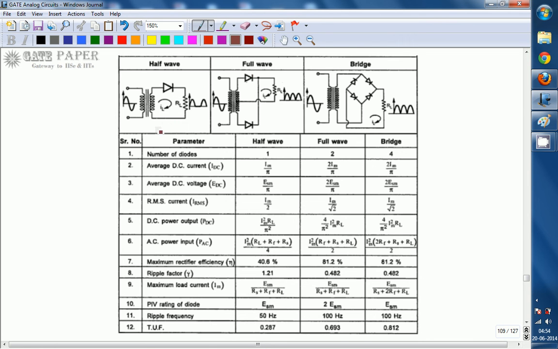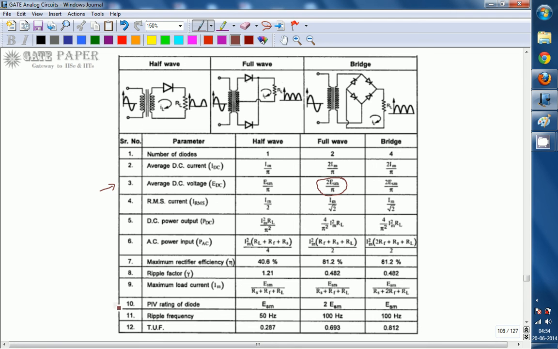Next, these are the parameters we are going to compare for all three. Here we are interested in the DC voltage, the average DC voltage, VDC or EDC. It is Vm by pi for the half wave rectifier, and 2 Vm by pi for the full wave and bridge rectifiers. So the answer for this one is this.